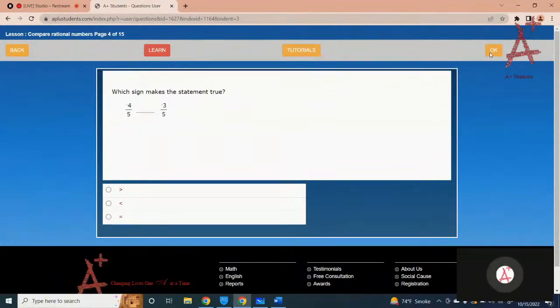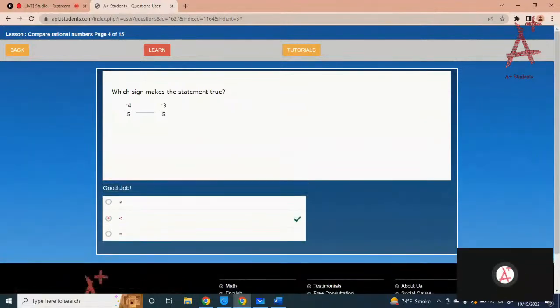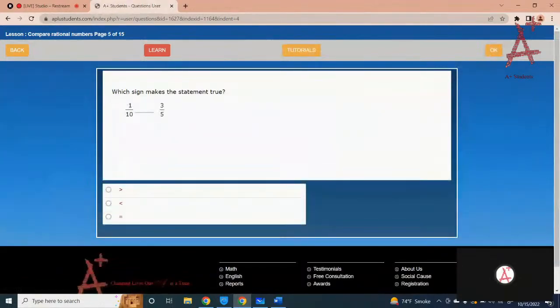Okay, the next one is negative 4 by 5 and negative 3 by 5. So which one is greater and which one is smaller? Both of them have the same denominator. Just compare their numerators. One of them is negative 4 and the other negative 3. So negative 4 is less than negative 3. Got it? That means negative 4 by 5 is less than negative 3 by 5. Got it? Select the correct option and click on the OK button.